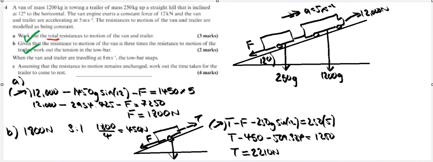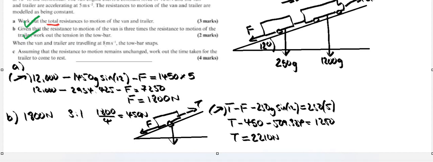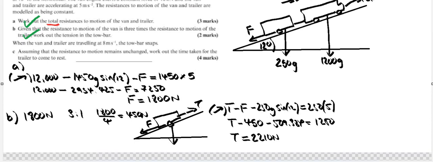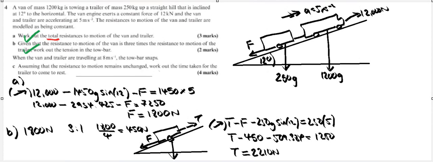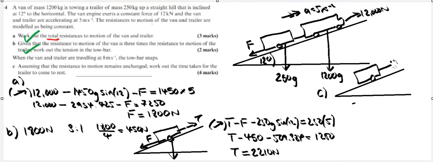Now, when the van is traveling at 8 meters per second, the tow bar snaps. Okay, so something changes. So I'm assuming the resistance to motion remains unchanged. Work out the time taken for the trailer to come to rest. Okay, so because something's changed, I'm going to draw a diagram again. Okay, so my trailer still. Now that's broken, but I've still got my frictional force and I've still got my weight vector.